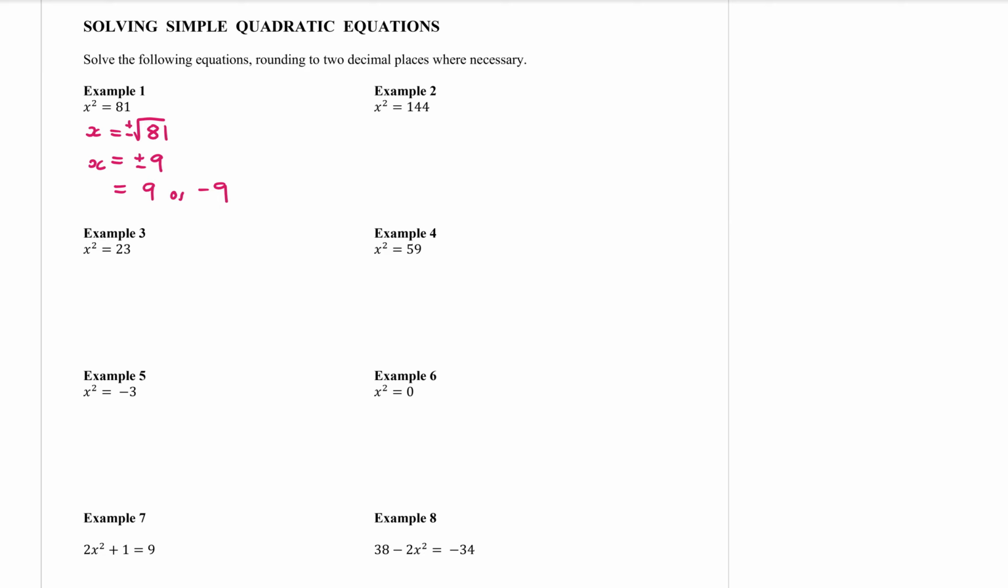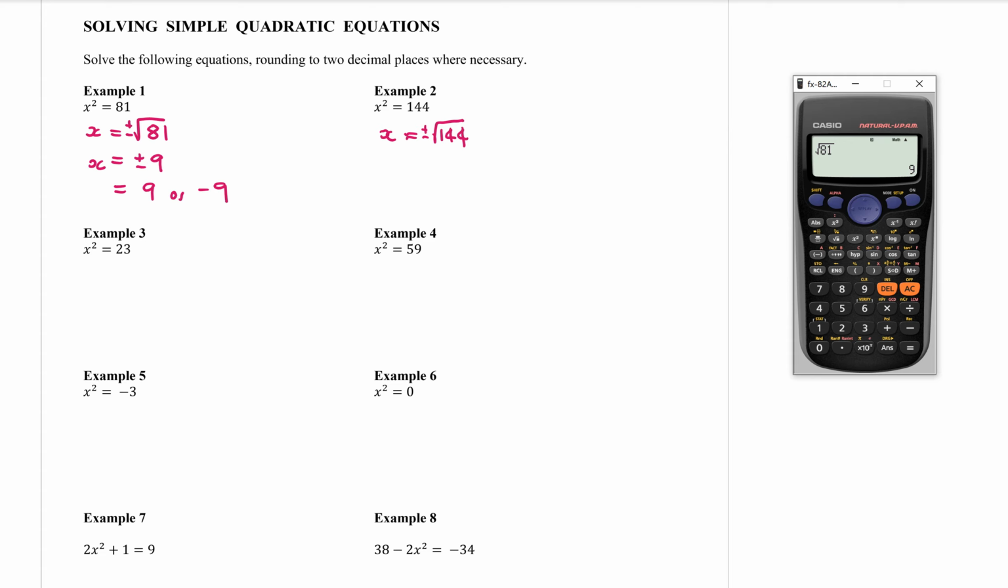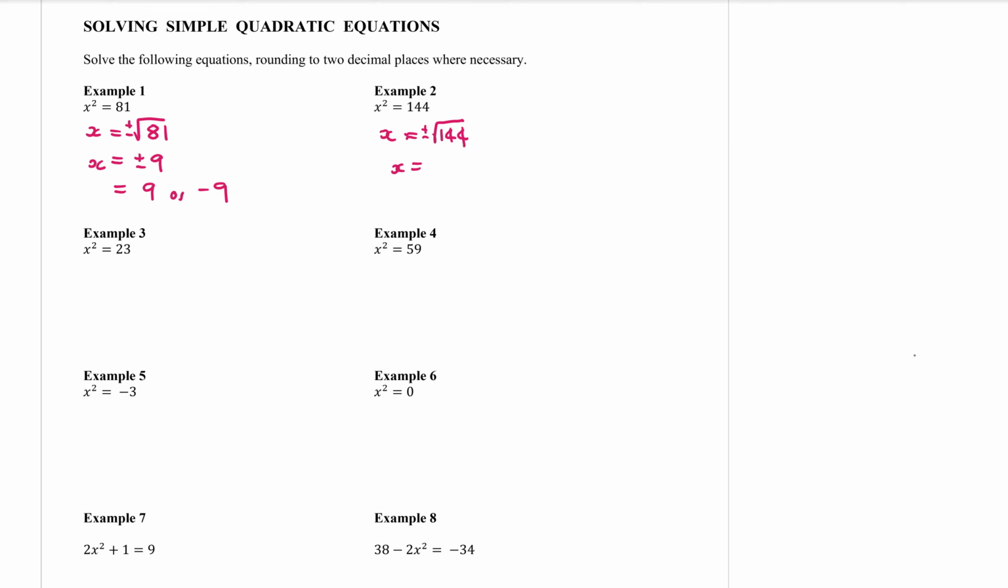If I want to get rid of the squared here, the opposite thing of squaring something is to square root the other side, and we put the little plus or minus in front. The square root of 144 is 12, so that means x is equal to a positive or negative 12. Okay, it's okay to leave the two solutions together like this. You don't have to write them separately like that one over there, okay?